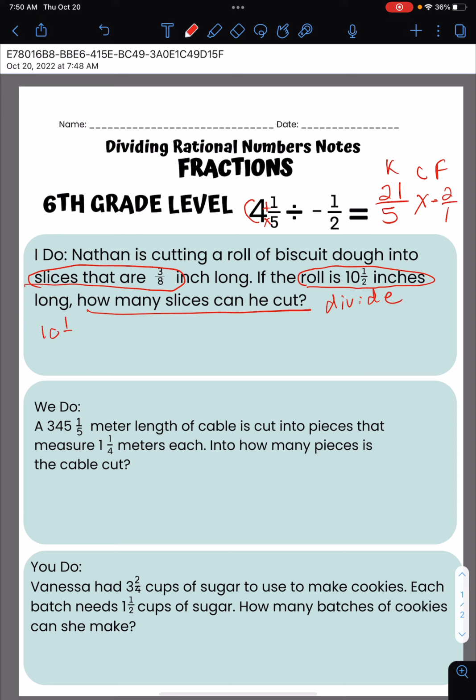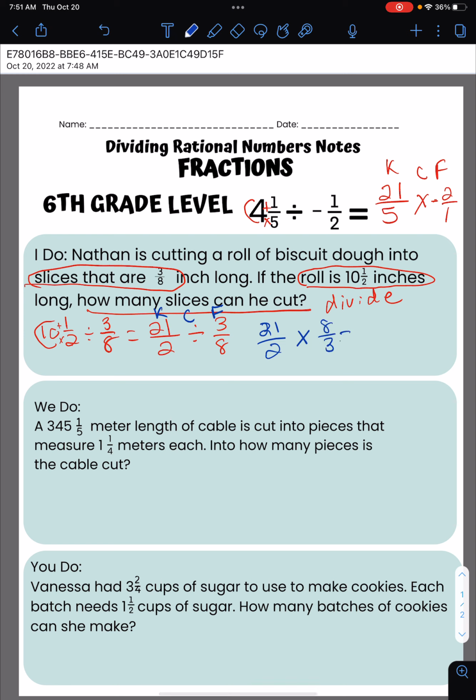So you're going to do 10.5 divided by, oops, not 1/8. 3/8. Okay? So remember, you have to do Texas, the backward C. So 2 times 10 plus 1. Yes, that's 21 over 2 divided by 3/8. But then remember, you have to do keep, change, flip. So we're going to keep the first one, 21 over 2. We're going to change division to multiplication, and we're going to flip our last fraction.